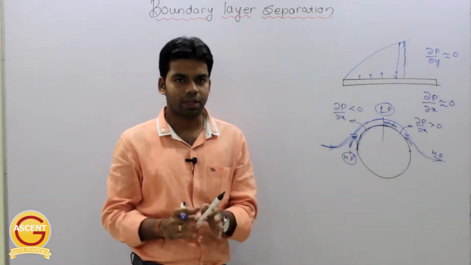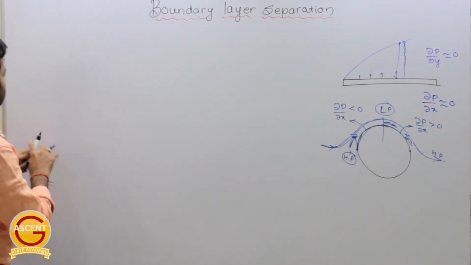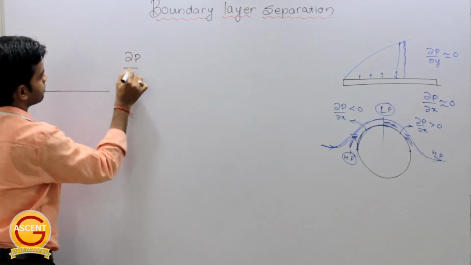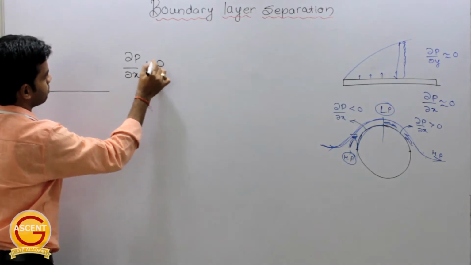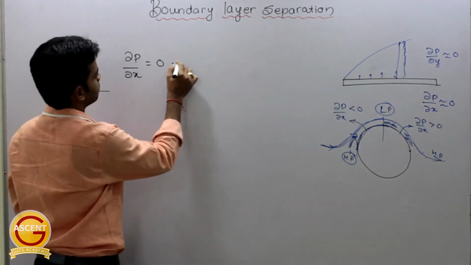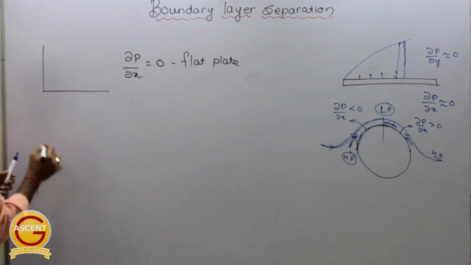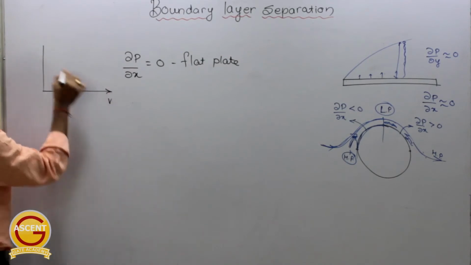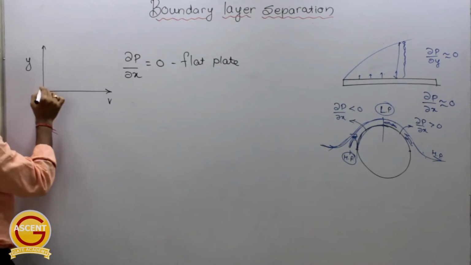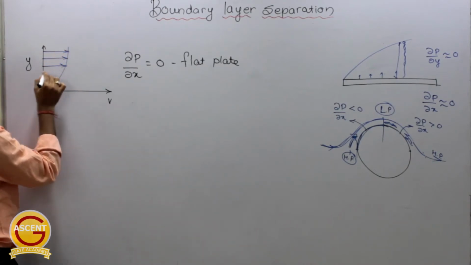So what will be the effect of this pressure gradient on the velocity profile? Let us understand this. In the first case we take del P by del X equal to 0, that means a flat plate. When del P by del X is equal to 0, this is velocity, this is the y direction, and we get the velocity profile like this, as we have already seen.